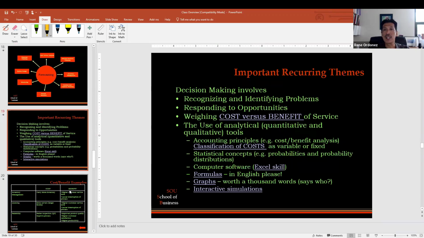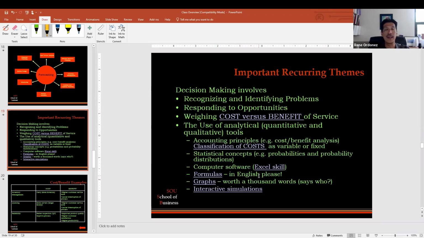Here are some of the important recurring themes that you will see in this class. Recognizing and identifying decision-making problems, responding to opportunities. We will be weighing cost versus benefit, right? And then we will be using many analytical and quantitative tools that are or were introduced in your other classes.